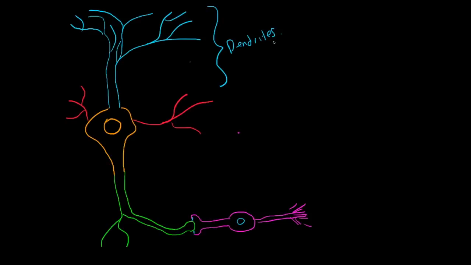But these dendrites are actually called apical dendrites, because they connect on the apical side of the soma. Down here, these are also dendrites, in red. They are called basal dendrites because they connect directly to the soma.